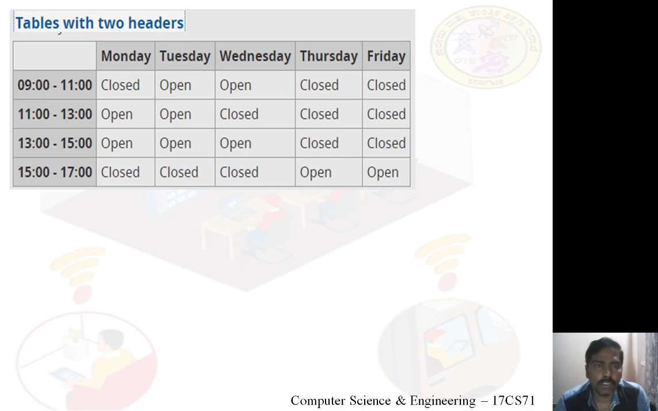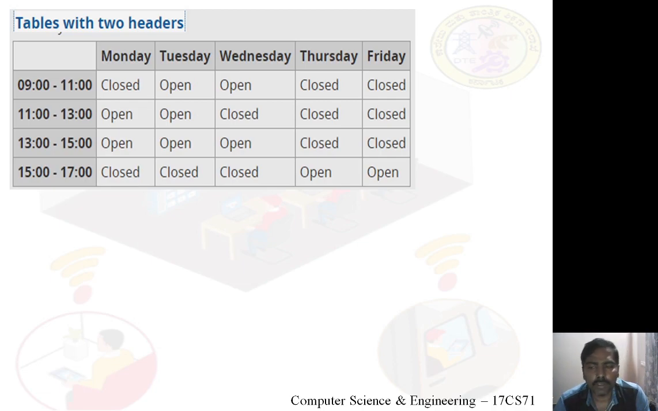Suppose you look at the slide. You can see headers in the row as well as in the first column. The first column and first row show a header. This is nothing but a table with two headers.